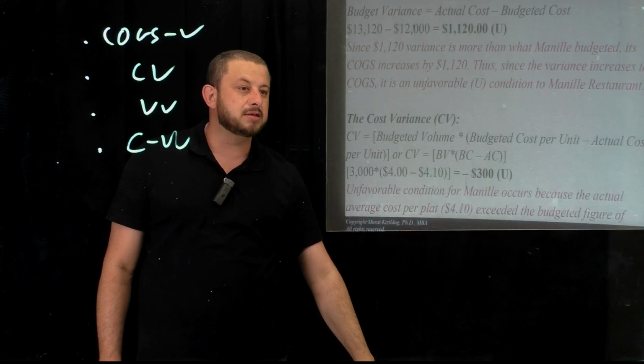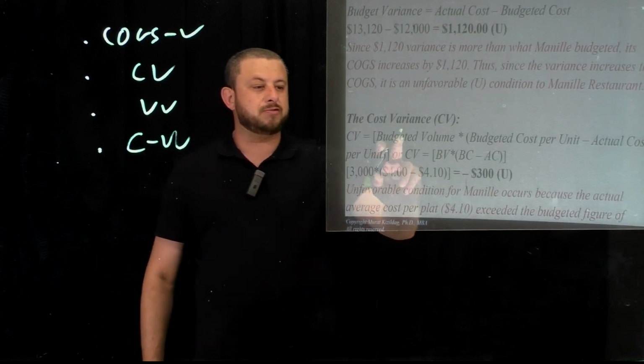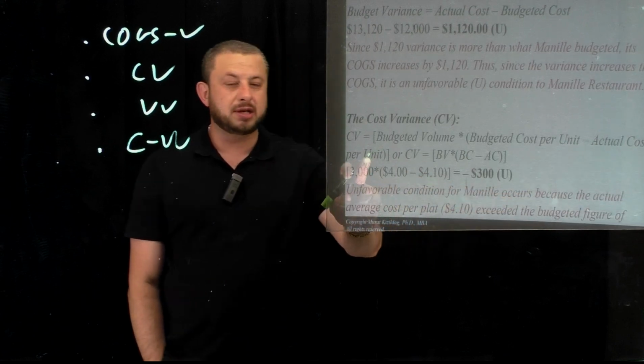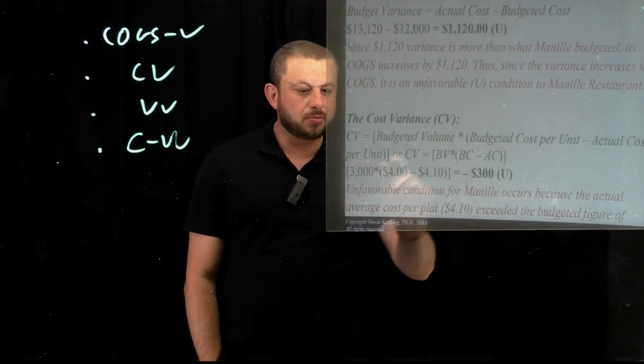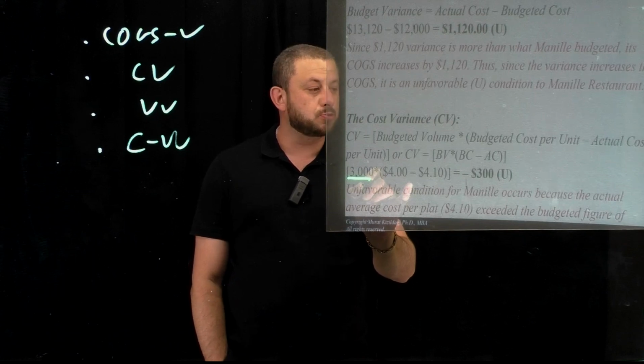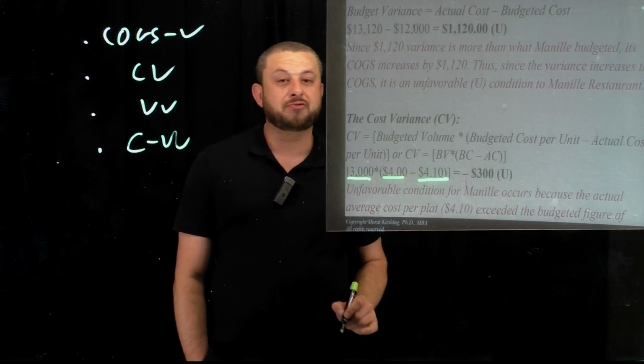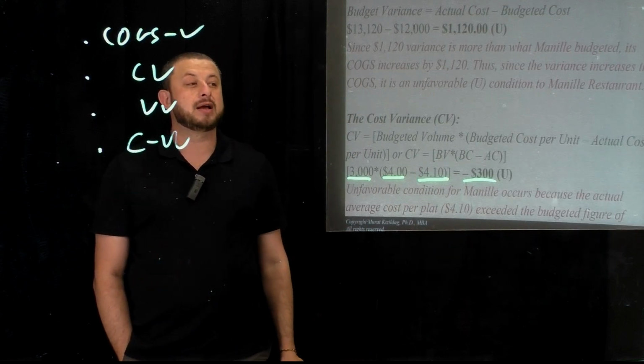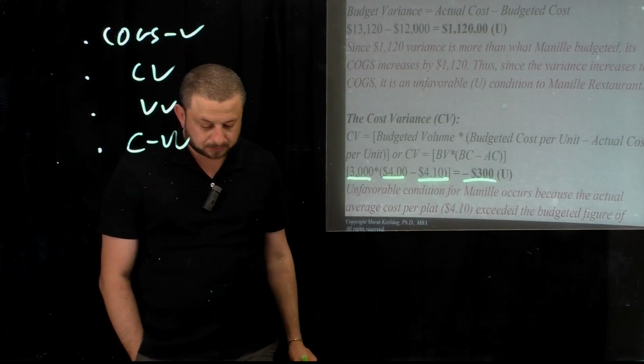So how about the CV right here? Take a look at this. CV is equal to budgeted volume multiplied by budgeted cost per unit minus actual cost per unit. Budgeted volume is 3,000, budgeted cost per unit is $4, and the actual is $4.10. When I do the math, it is also negative 300. Oh, let me tell you something.